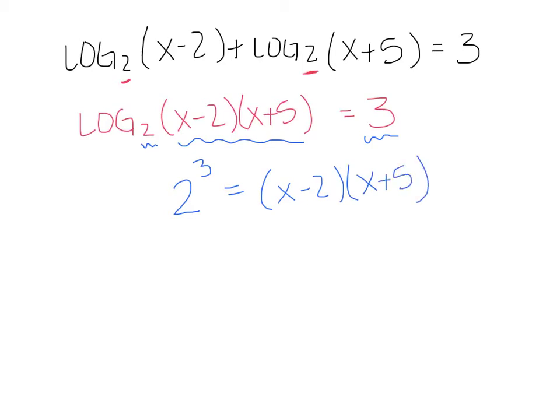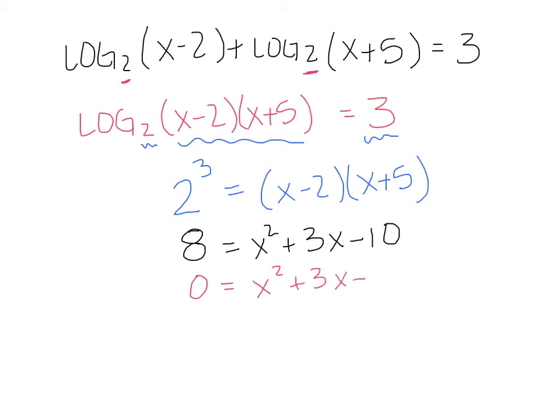Now it's just a matter of using algebra. 2 cubed is 8 equals x squared plus 3x minus 10. Now since it's quadratic, we need to subtract 8 from both sides, so that will end up with 0 equals x squared plus 3x minus 18. And now it's a matter of factoring.